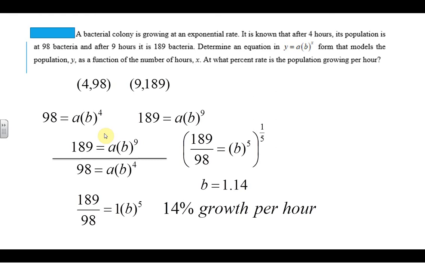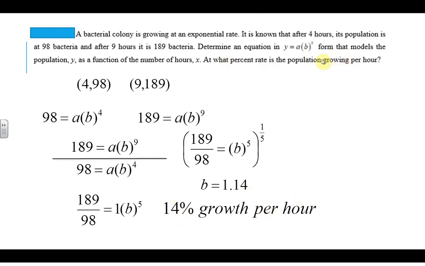Oh, wait, they didn't ask us that. They asked what percent rate the population is growing per hour. So remember, 1 stands for like a whole, and then the 0.14 is what you are growing by more than this. So this would be 14% growth. Okay. Did we have to solve? Let's see what they were asking for. Determine an equation. They didn't want this one, did they? Oh, they determined an equation. So maybe I do keep going. So we have one of our answers now.